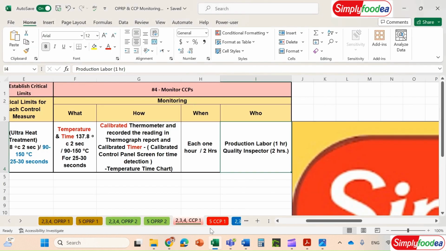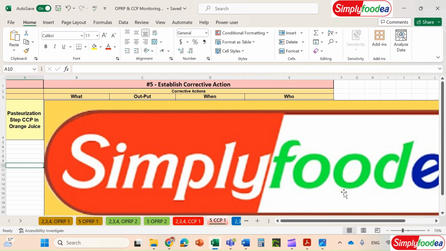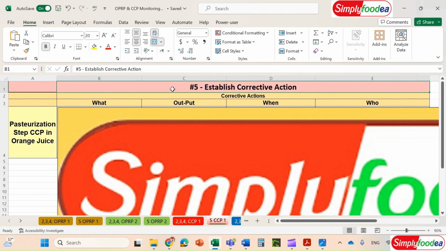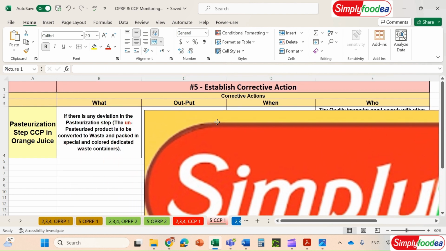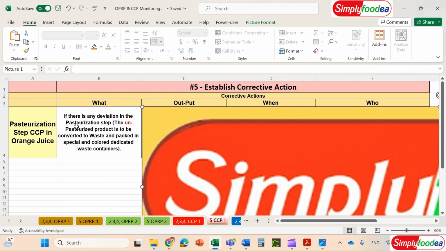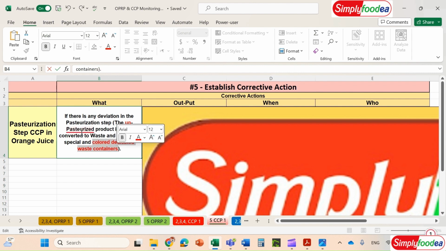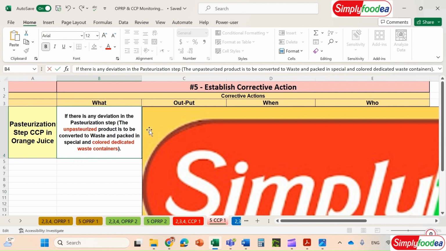We have finished the monitoring. So what about the corrective action? Again, establishing of corrective action. We have learned it. When I'm saying corrective action, I mean if there is any deviation. So what I'm monitoring, if there is any deviation in the pasteurization process, this deviation is either in time or in temperature. So I'm saying the unpasteurized product is to be converted to waste and packed in special colored dedicated waste containers. This is the output.